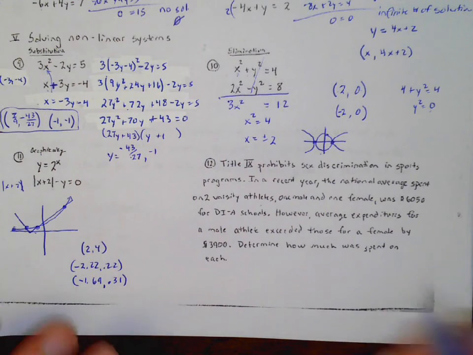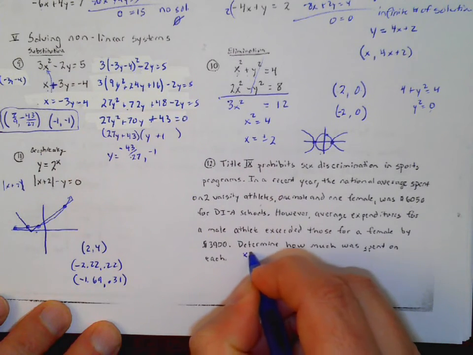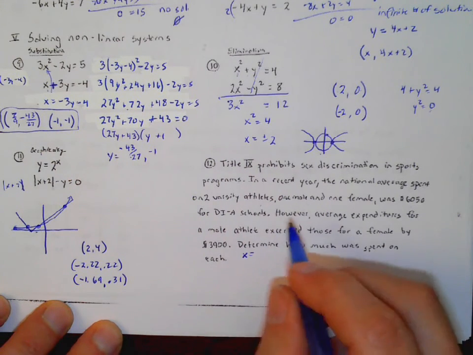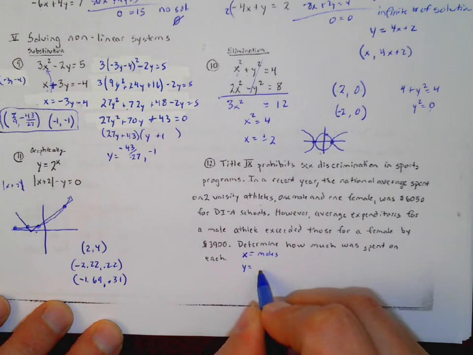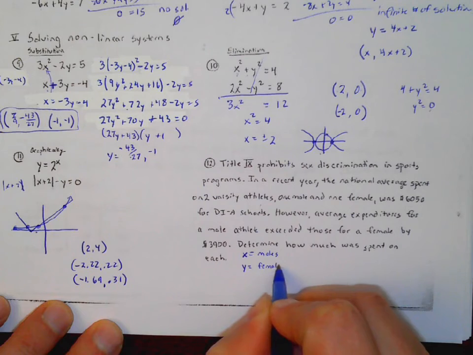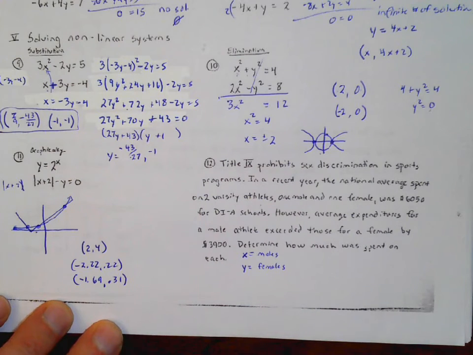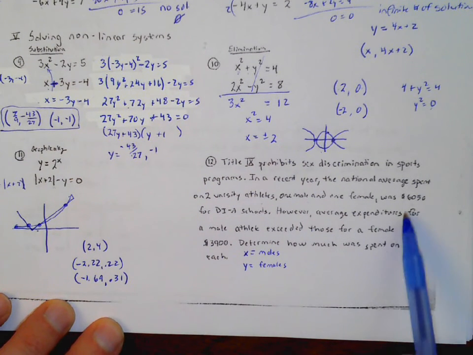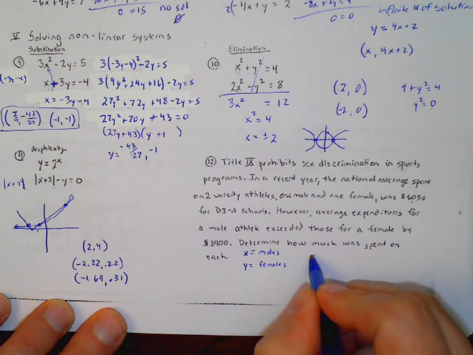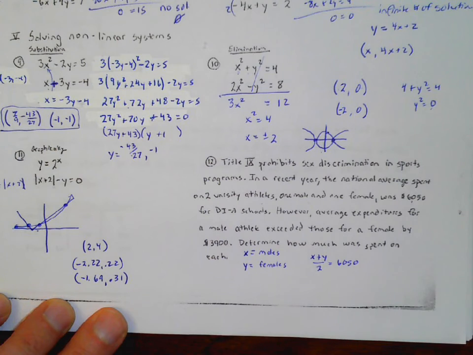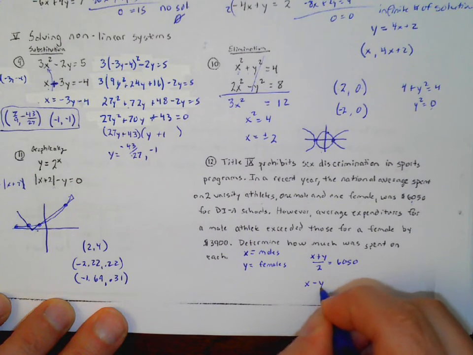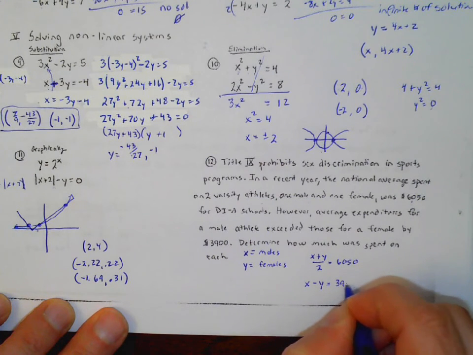Okay, so first of all, let's identify what X and Y are. So let's say X is the amount spent on males, and Y will be the amount on females. Okay, so first identify that. Now, the average, so males plus females divided by 2 was $60.50, and it says the male exceeded those for females by $3,900. So I know that the male minus the female would be $3,900.